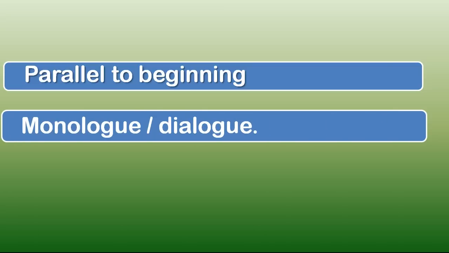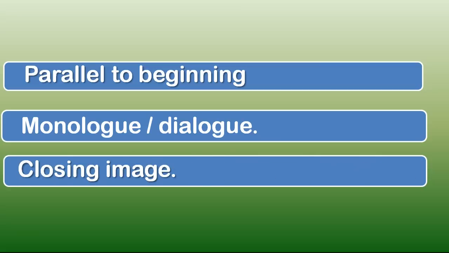It could be parallel to the beginning. You can come back in a circle to where you had started the story and end it there only. It could also be a monologue by the central character which you have introduced, or it could be a dialogue between two characters. You can also end the story with an image. You can describe a scene and just close the story like that.